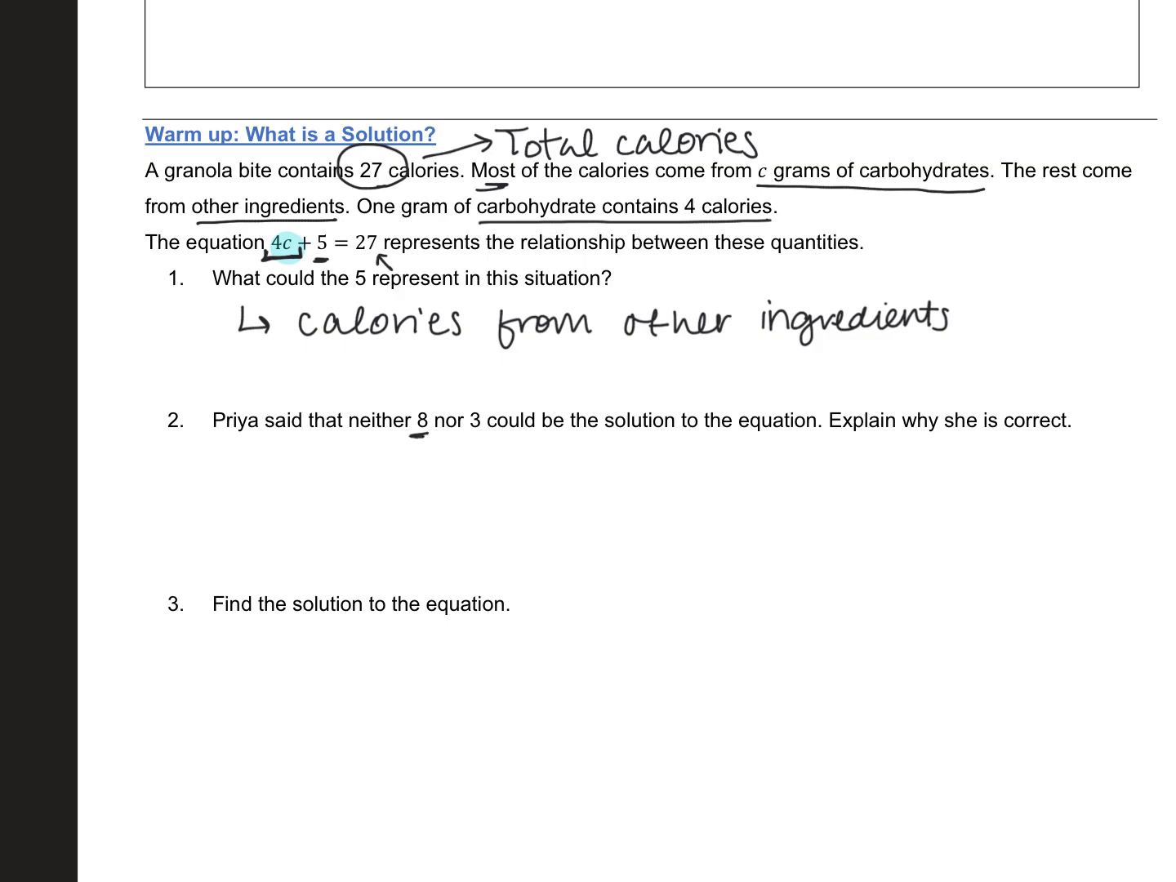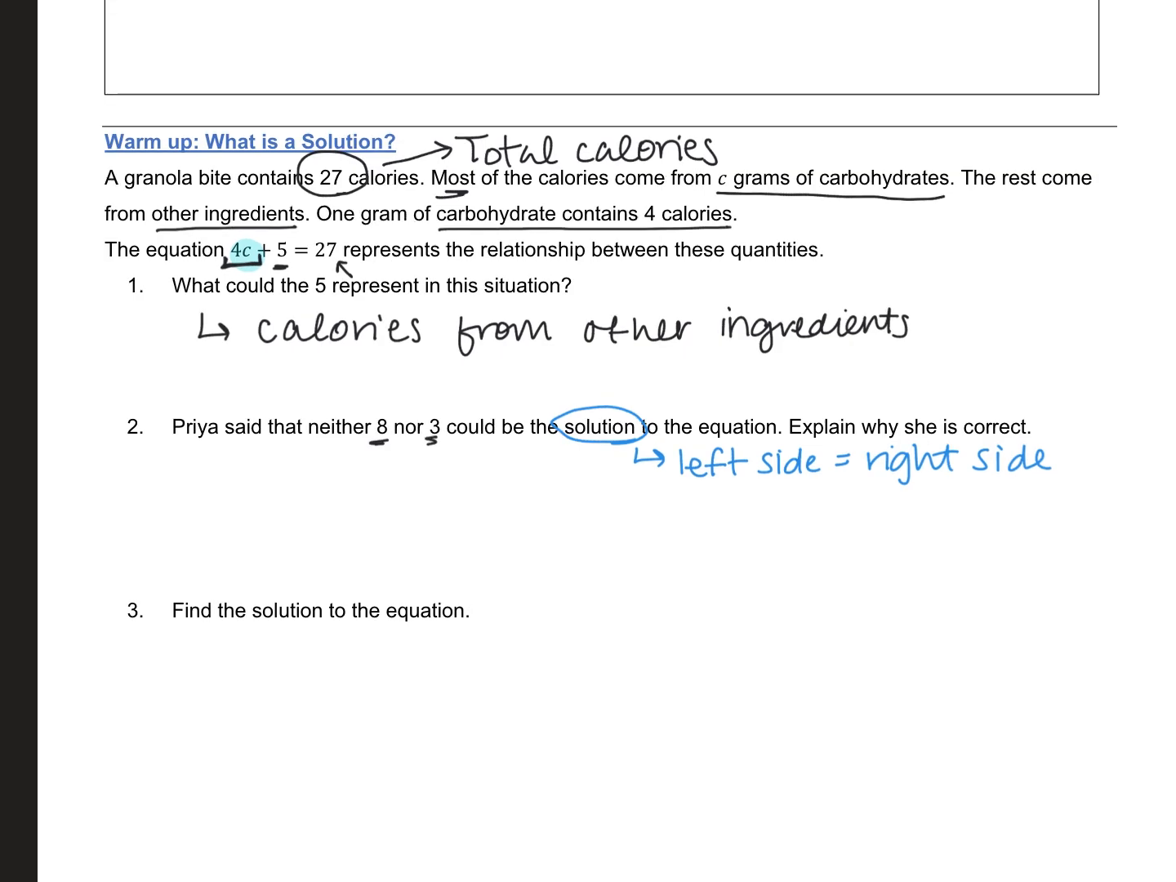Priya said that neither 8 nor 3 could be a solution to the equation, and we want to explain why she is correct. So anytime something is a solution, that means in the equation, the left side equals the right side. Our equation is balanced. So what we're going to do is take that value. We'll start with 8, and we're going to plug that in for C. So we have 4 times 8 plus 5 equals 27.